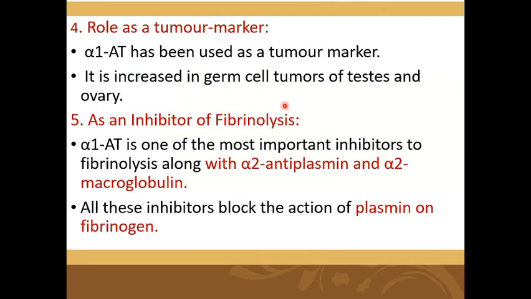Role as a tumor marker. Alpha-1 antitrypsin has been used as a tumor marker. It is increased in the germ cell tumors of the testes and ovary.